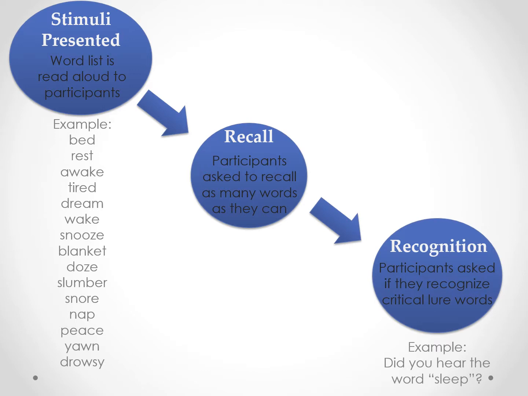Participants are then given a recognition test. They are presented with the previously stated words, 30 filler words, and the critical lure word associated with the list. They are then asked whether or not they remembered seeing those words. Participants will often recall and recognize critical lures as often as presented words. In the previously presented word list, participants will often recall and recognize the word sleep, even though it is not read to them in the original list.